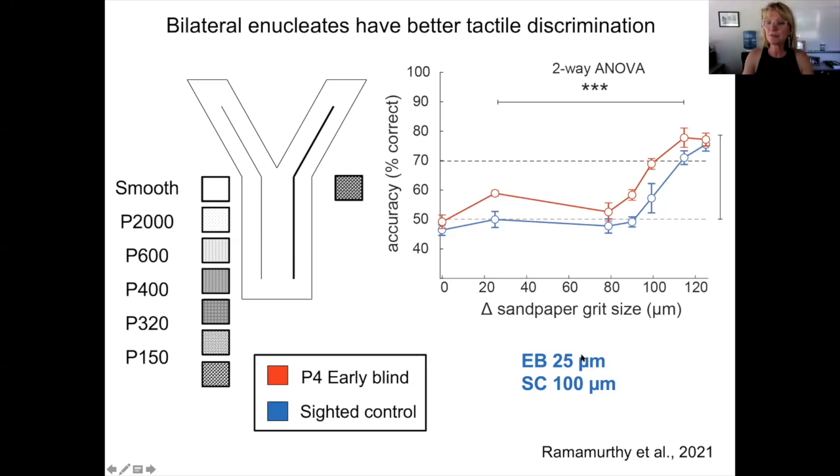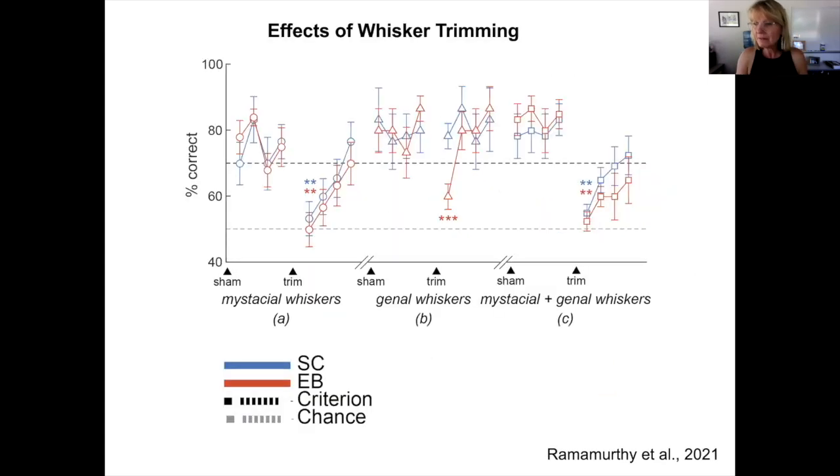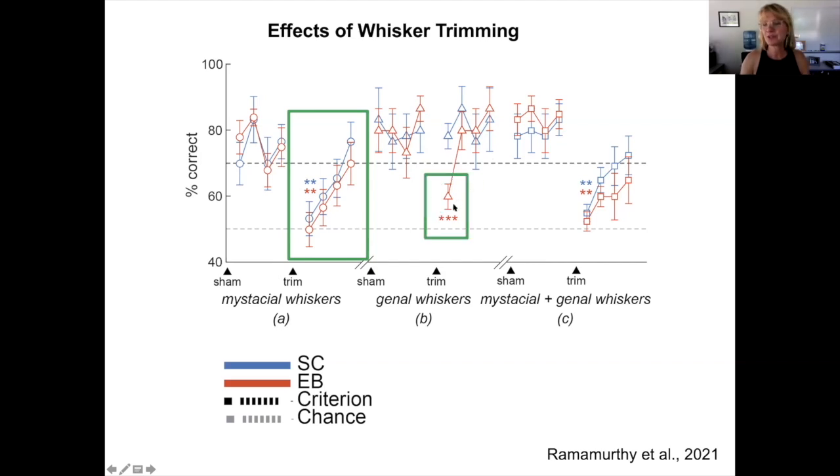In fact, they can discriminate differences in grit of sandpaper of 25 microns, whereas sighted animals need at least 100 microns to be able to tell the difference between different grits of sandpaper. So they're doing better in these tactile discriminations. And once again, when we trim the whiskers right here, these are the mystacial whiskers, both animals fall apart, but then after a few days they get better, because they actually changed their strategy, but I don't have time to talk about that. And then if you trim the genial whiskers, only the bilateral nucleates fall apart.